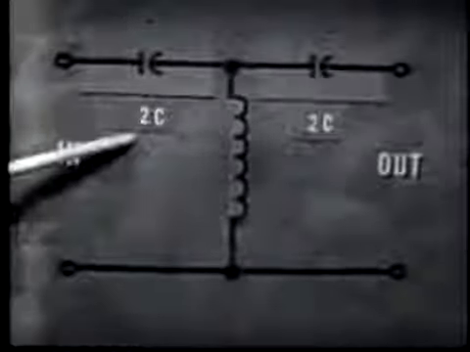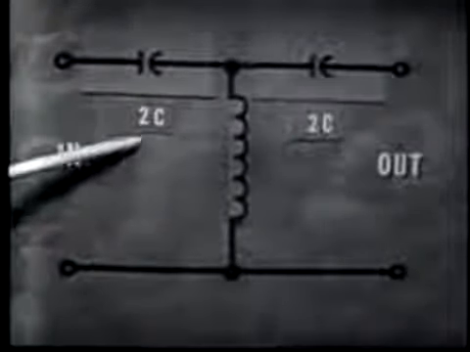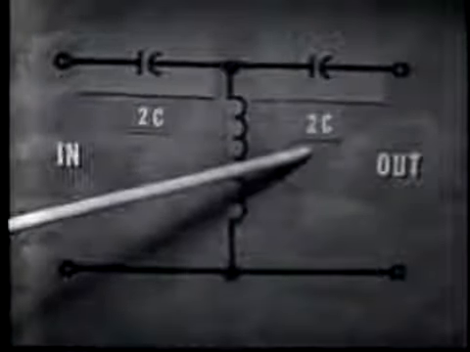So, 2 times C here on the input and 2 times C here on the output. Total capacitance is still the same as in our original configuration. This pi section version of the high-pass filter shows that we have two parallel inductors. Since inductors in parallel are added like resistors in parallel, we must have twice the original value of inductance in each of our legs of the filter.